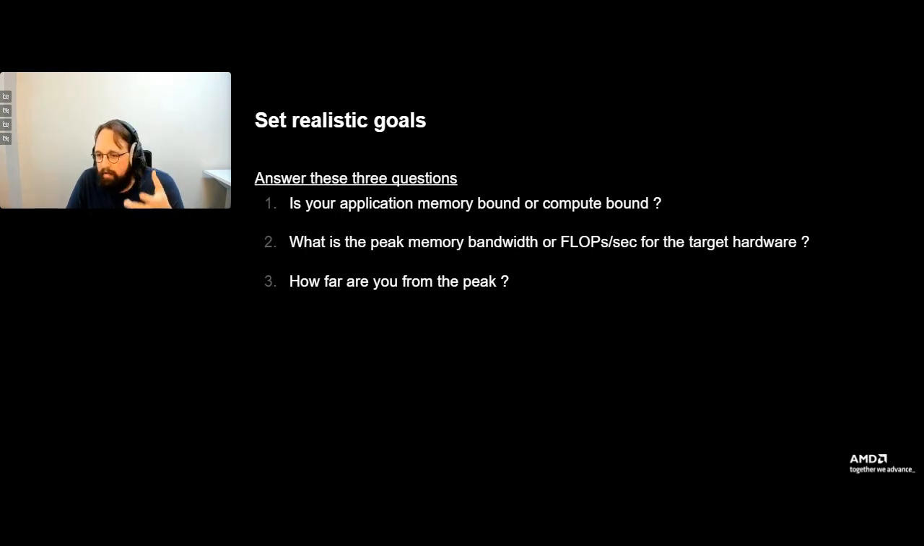If you want to know if you're bound by the memory bandwidth or by compute performance, we of course want to know what that peak is. So what is the peak memory bandwidth? What is the peak compute performance for the target hardware that we're running on? Because that's going to dictate really how fast I can do things. And then we want to know, how far are we from that peak? If we know these three things, we can tell ourselves what is realistic here. What can we convince ourselves is a realistic goal to shoot for?